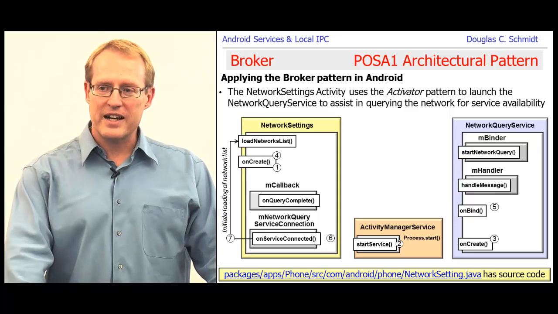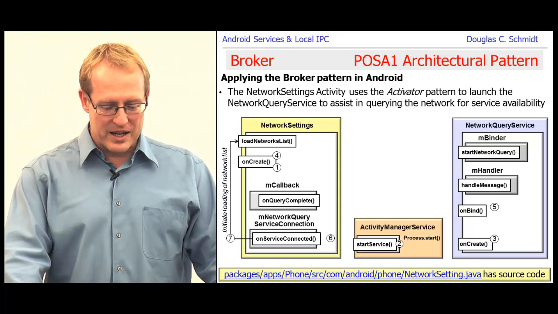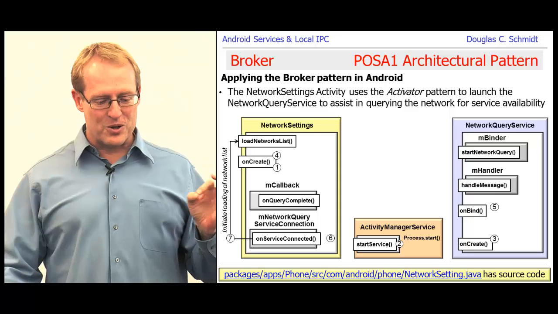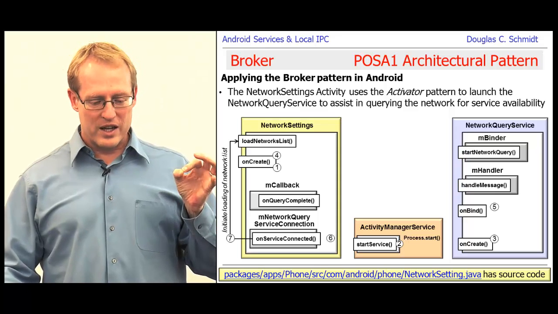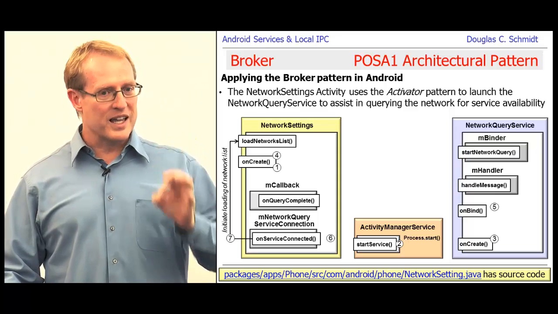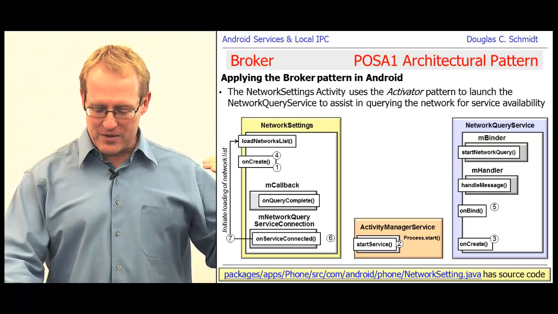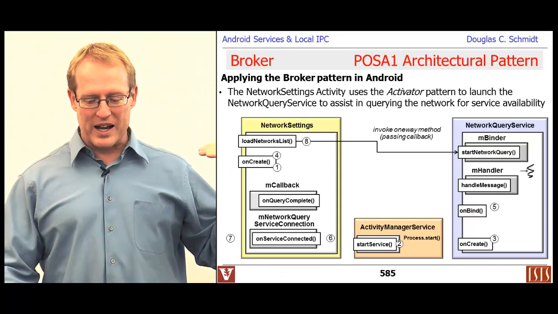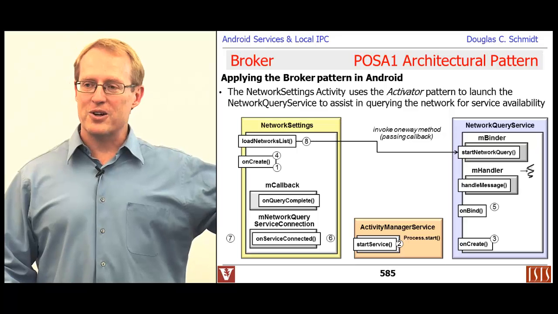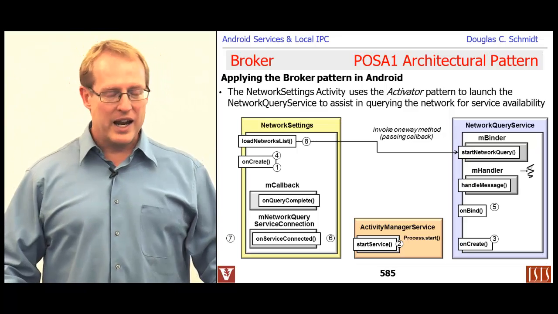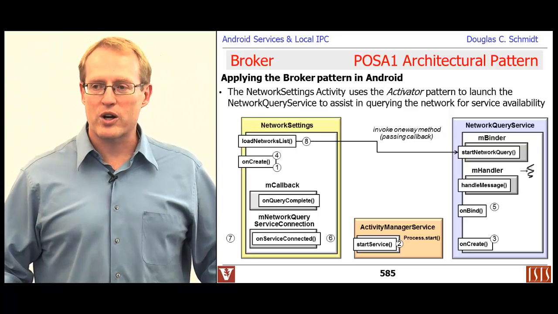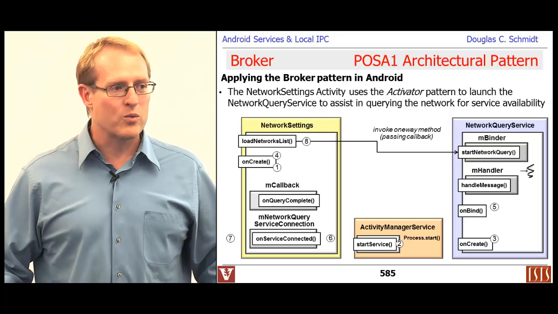callback to onServiceConnected, and onServiceConnected actually turns around and invokes a method called loadNetworksList, which is a method running in the activity. And this method turns around and calls the mBinder object in the service, and it invokes the startNetworkQuery method, which is a one-way call.